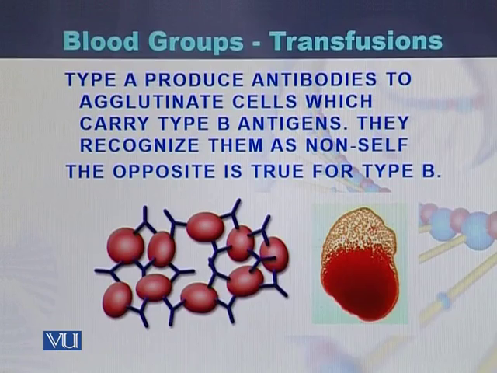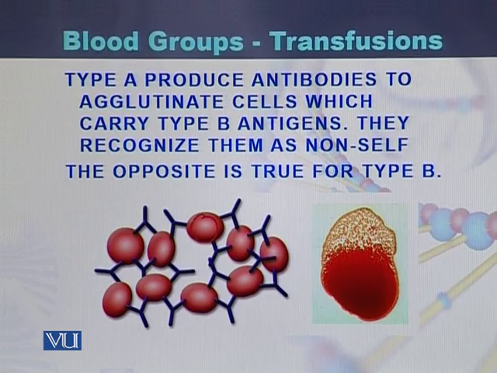If we see in this diagram, these are the structures of red blood cells. The red blood cells contain the antigens, and antibodies attach to the antigens. In case of blood group type A, it produces antibodies to agglutinate the cells which carry type B antigen, recognizing them as non-self. The same is the case with type B, which recognizes the other antibodies as non-self.